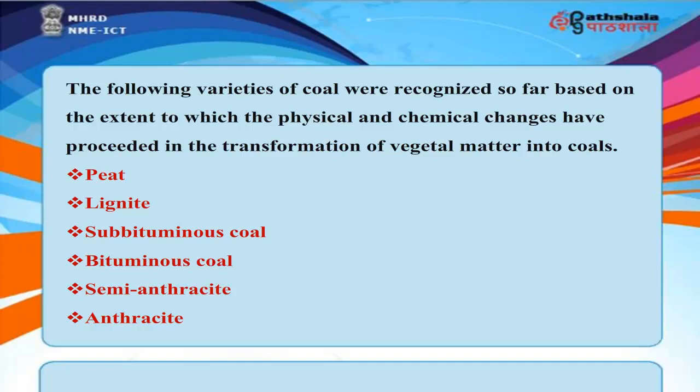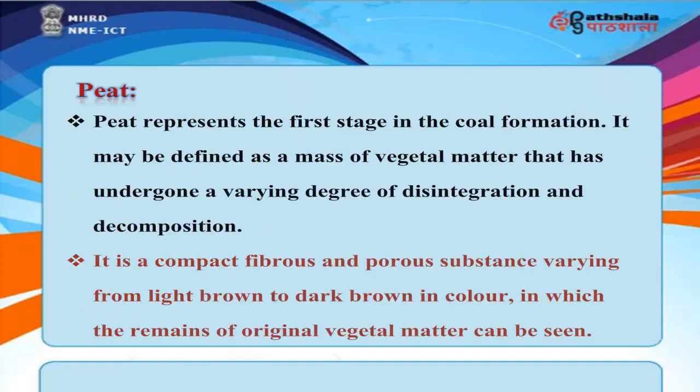Peat, lignite, sub-bituminous coal, bituminous coal, semi-anthracite, anthracite. Peat represents the first stage in the coal formation. It may be defined as a mass of vegetal matter that has undergone a varying degree of disintegration and decomposition. It is a compact, fibrous and porous substance, varying from light brown to dark brown in color, in which the remains of original vegetal matter can be seen.